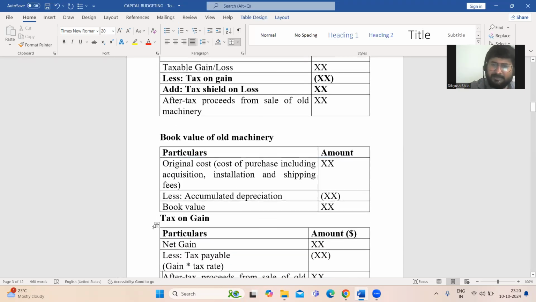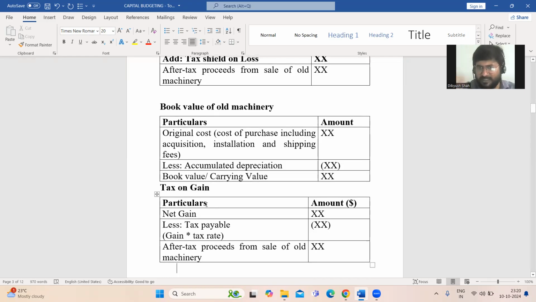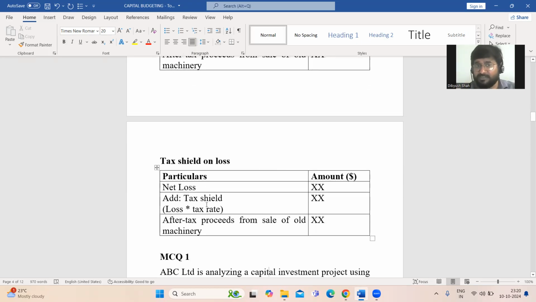For calculating book value, as most of you are aware, we use carrying value, that is original cost, which includes everything: cost of purchase, including acquisition, installation, any transportation, less accumulated depreciation in the book. This is called book value, also often called carrying value. This is the value at which machinery is carried in the books of accounts. When you have a net gain, you pay some tax, and after tax proceeds will reduce. But if you have a loss, you will get a tax shield, and your after tax cash proceeds will go up.